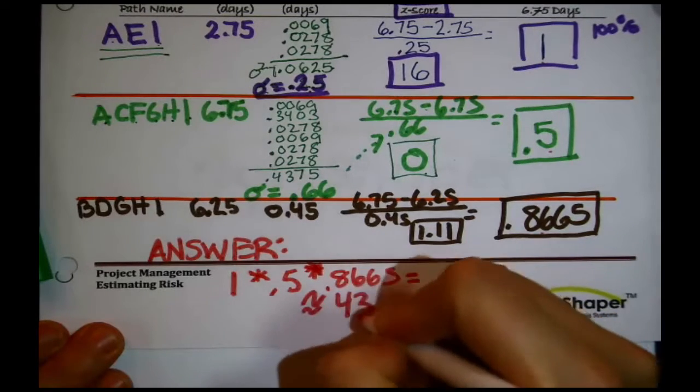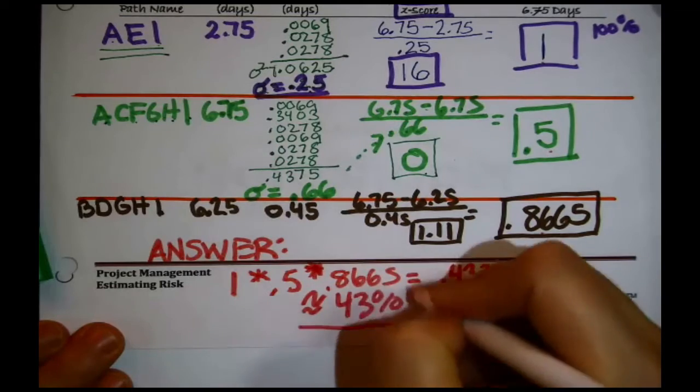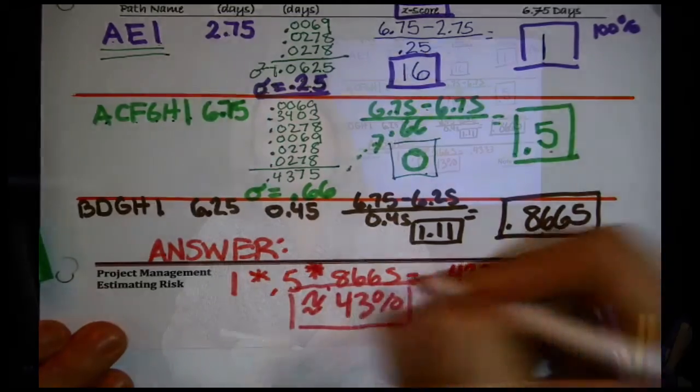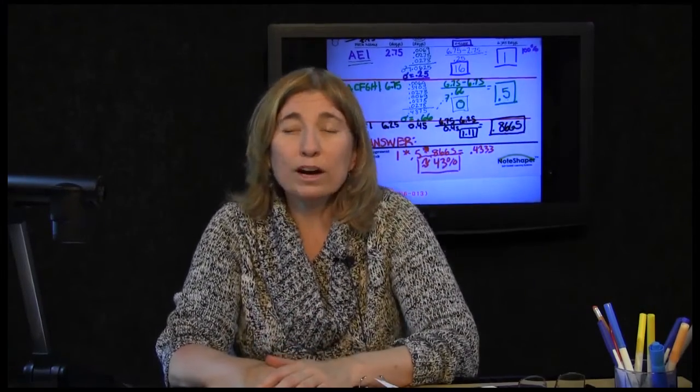The question was, what's the probability of getting done within 6.75 days? We are quoting that as the expected completion time of the project, the 6.75 days. But oh, by the way, according to this analysis, if you told the client that, there's only about a 43% chance that you'd actually get done within that amount of time. Oh, and that doesn't sound really good at all.